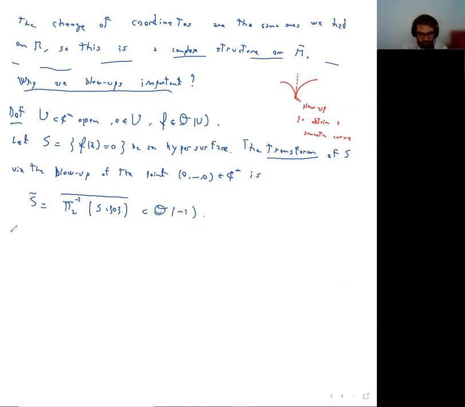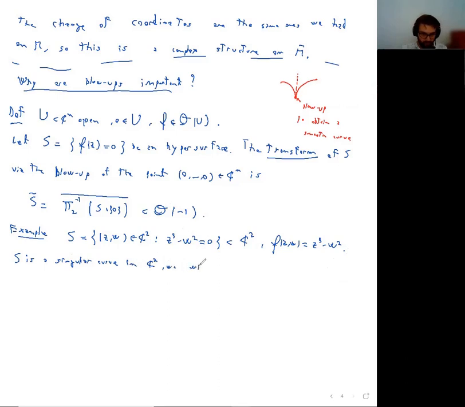And I think the best way to look at this is as an example. So we take S to be the set of (z, w) in C2 such that z cubed minus w squared is equal to 0, a subset of C2. So our function here is simply z cubed minus w squared. So this is a singular curve in C2. And we will show that S tilde is not singular.